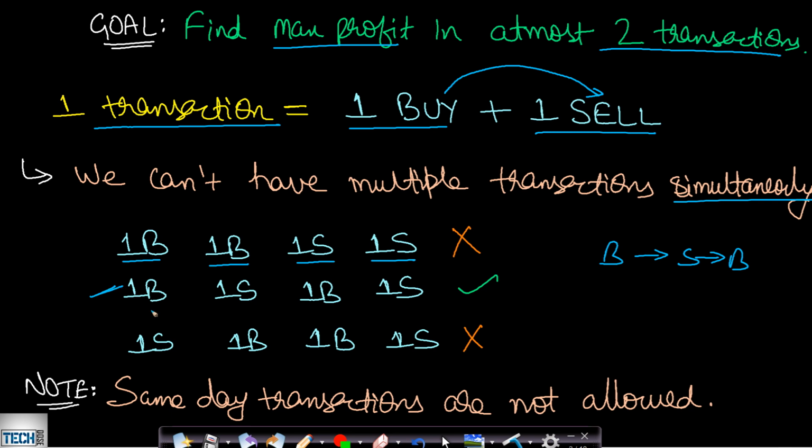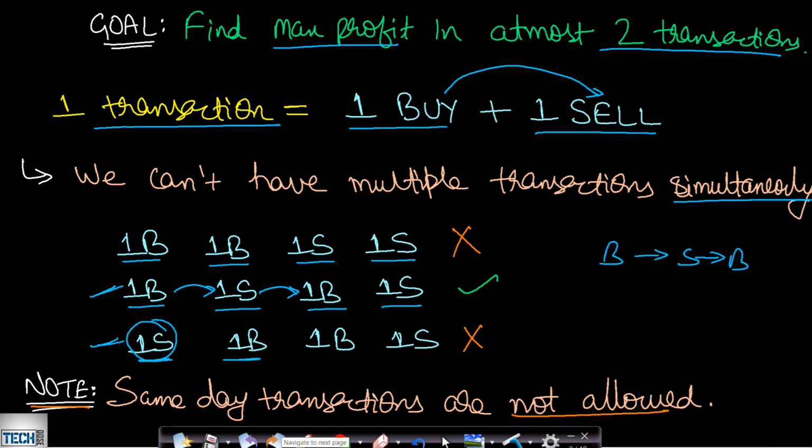Now in the second case, you can see that first we can buy the stock, then we can sell it, again buy the stock, again sell it. This is allowed because here we are not doing any simultaneous transactions. Now in the third case, you are selling the stock and then you are buying it. But this is not logical because you cannot sell a stock before buying. So this is also invalid. Now I have assumed that we will not be making any same day transactions, that is, same day transactions are not allowed.